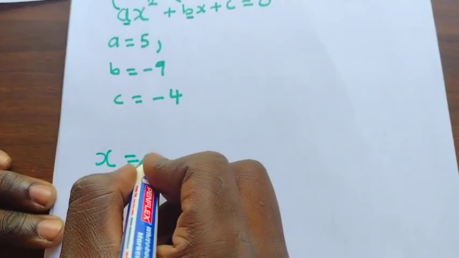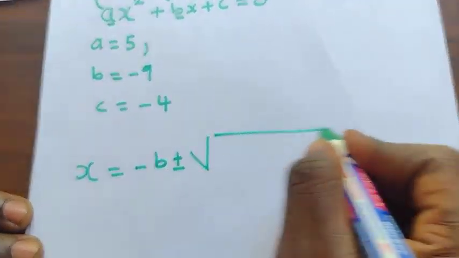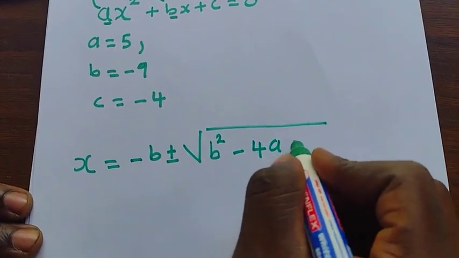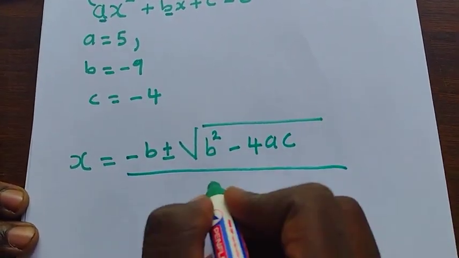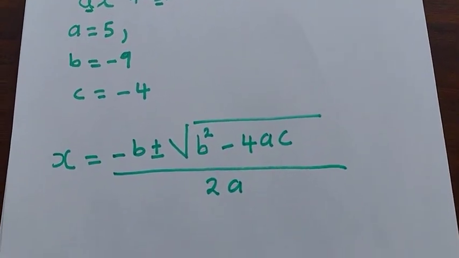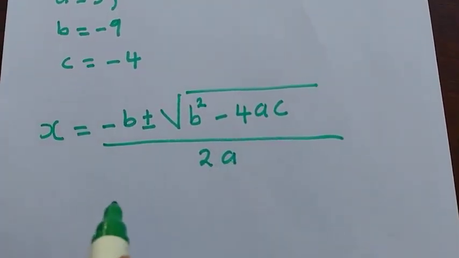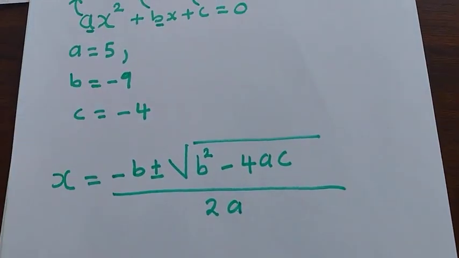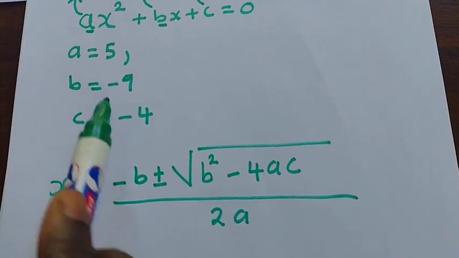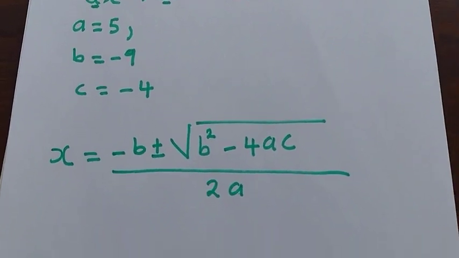X equals negative B plus or minus the square root of B squared minus 4AC over 2A. So if you understand this formula now, you just have to substitute, okay? Where there is A, you put 5, because the value of A here is 5. Where there is B, we put negative 9. Where there is C, we put negative 4. It's just a matter of substituting. How can we do that?